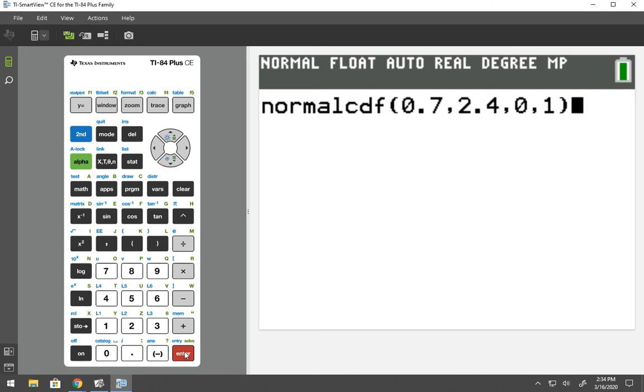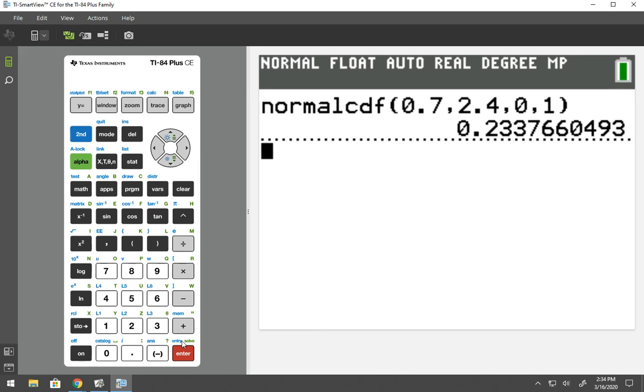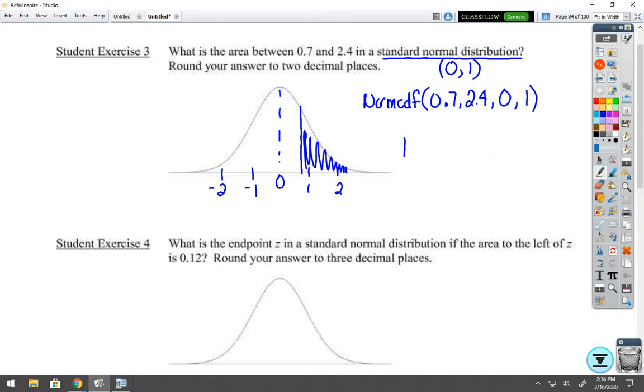I hit my buttons, I calculate, I paste, and I have approximately 0.23, 23%, whatever you want to call it, but we report p-values as decimal values, as in 0.23. It says round your answer to 2 decimals. It didn't say to return it as a percentage, so I'm not doing that.